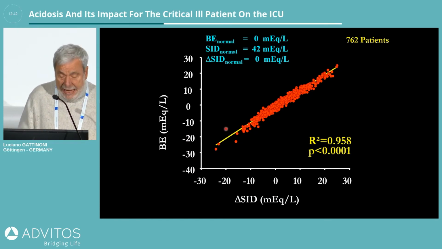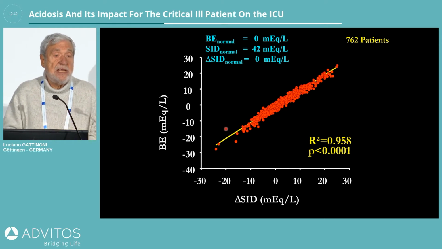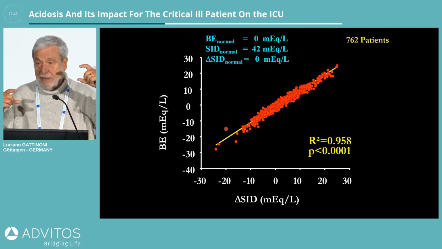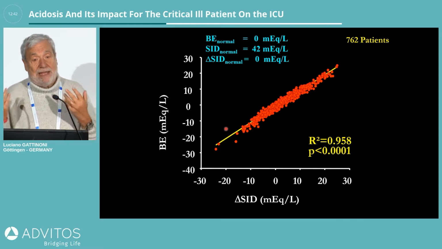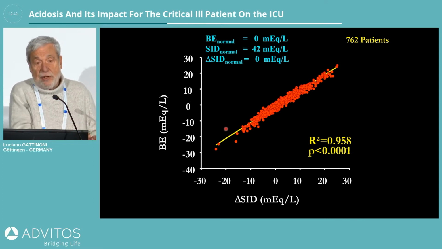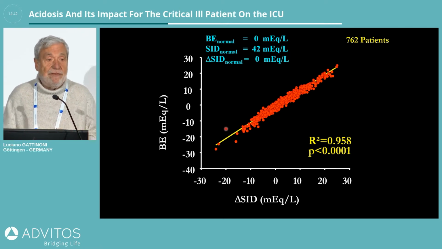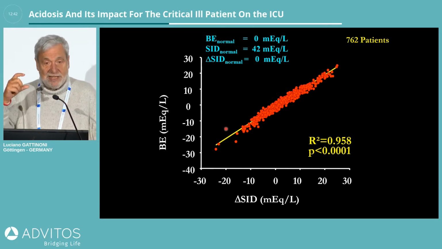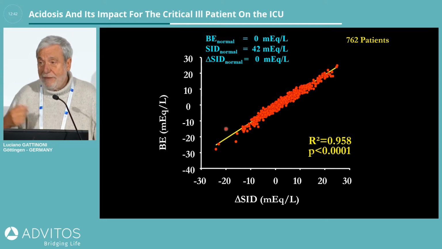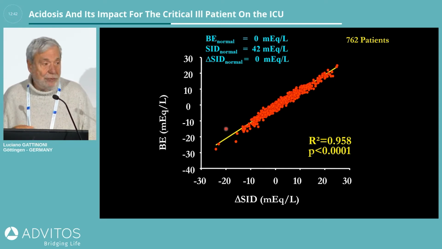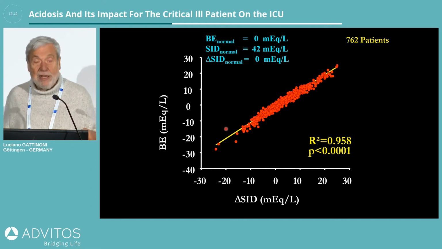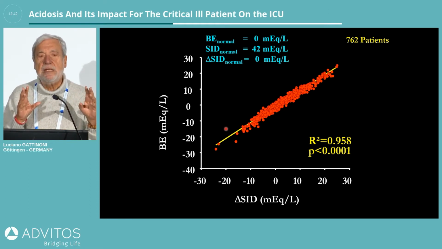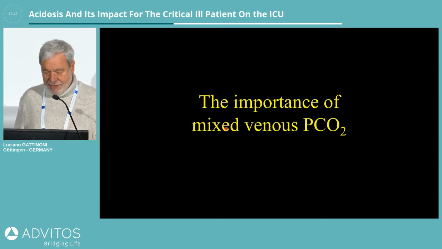So this is the base excess versus the strong ion difference. The base excess will be equal to the difference between the expected strong ion difference and the actual strong ion difference. It's exactly the same thing. So if I have a base excess of minus 10, it means that my strong ion difference is decreased by 10 compared to the expected. I expect 42, I found 32, 32 minus 42 is minus 10. But the beauty of the strong ion difference is that it obliges you to consider the general framework in which the acid-base occurs.